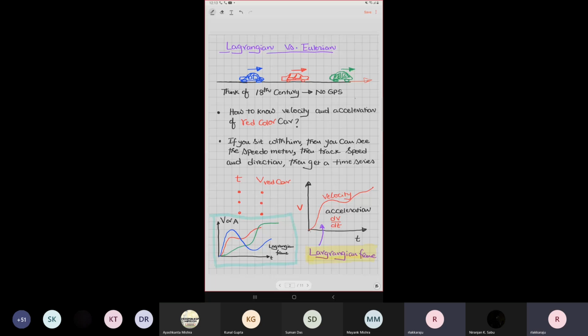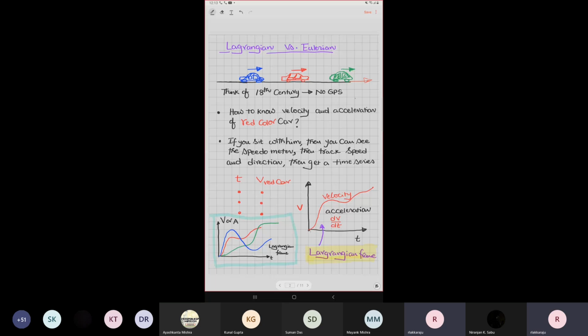Now, how to know the velocity and acceleration of the red color car? What am I supposed to do? This is the question we would like to ask ourselves. There might be a red color car, green color car, blue color cars going on. Maybe instead of 3 cars, let us think of 10 cars. Maybe think of 100 cars going on, and someone is asking you, can you really tell me the velocity of a particular car, maybe the red color one? What am I supposed to do?